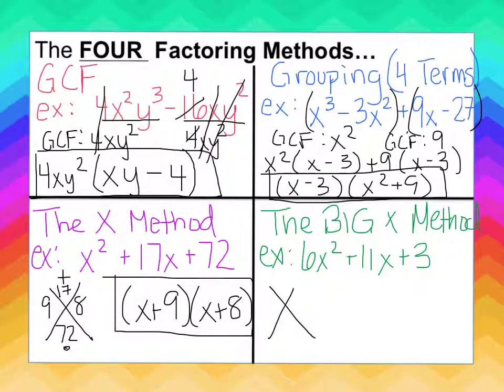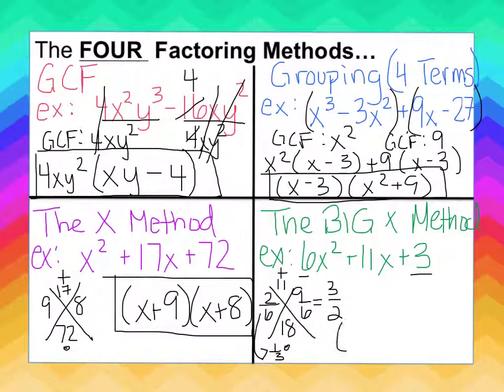What we add to goes up top, so it's very similar to the x method, right? What we add to and what we multiply to will be 6 times the 3, which would give us 18. And then 2 factors that would work would be 2 and 9. And we have to divide it by our leading coefficient of 6 and reduce if we can. So this one would reduce to 1/3, and this one would reduce to 3 all over 2.